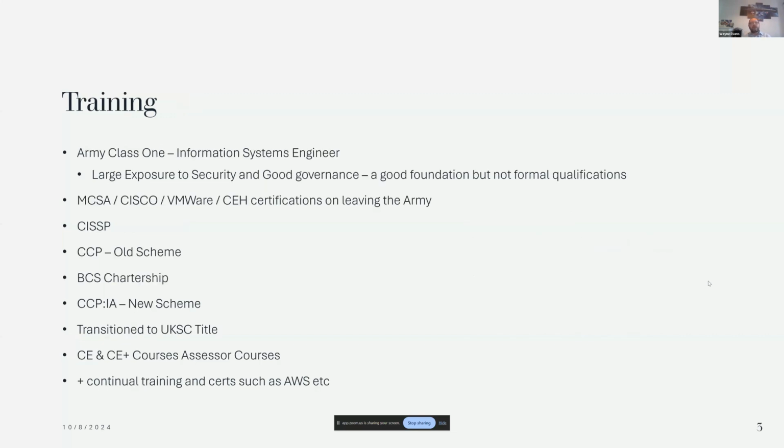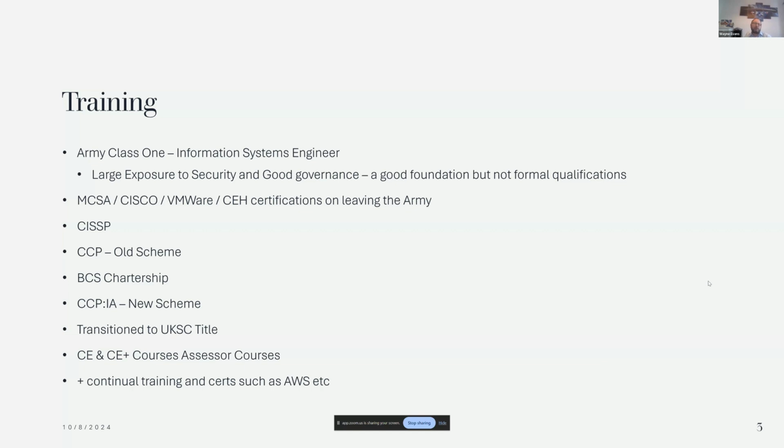Obviously, training. My Army Class 1 Information Systems Engineer course provided a large exposure to good governance. So I got this background, a bit like Mark said, understanding the fundamentals of networks, how things are run, and all different technologies and exposure. Because at the end of the day, as a soldier, you could be thrown into anything to fix it. I haven't got a clue, you have to Google it. Obviously, it was a good foundation, but it wasn't formal qualifications. When you leave the Army, they do some resettlement training, and I used my resettlement training to get my MCSA in Microsoft Technologies. Cloud really wasn't a big thing back then.